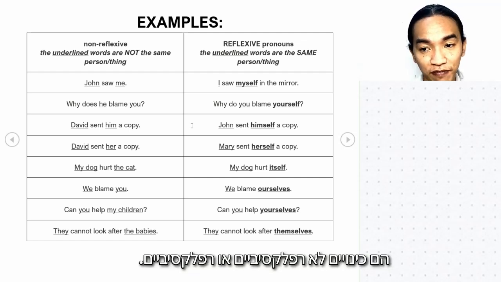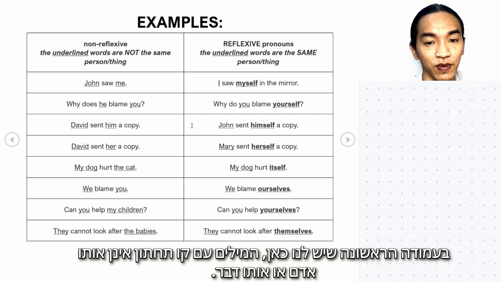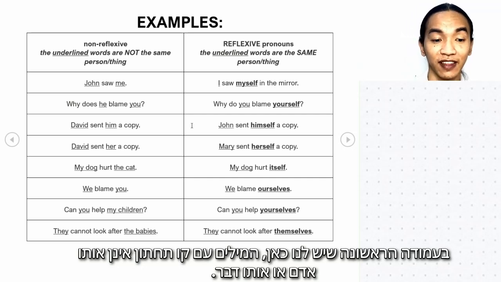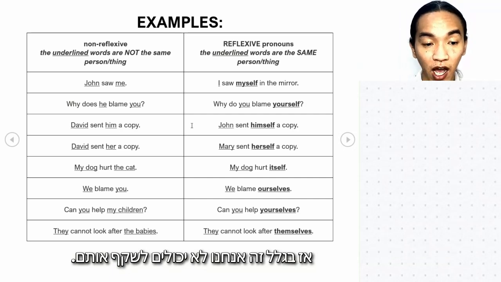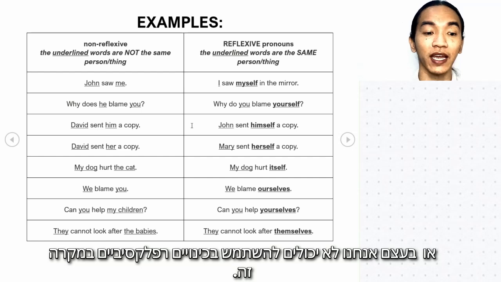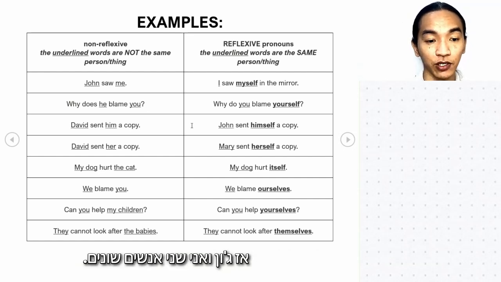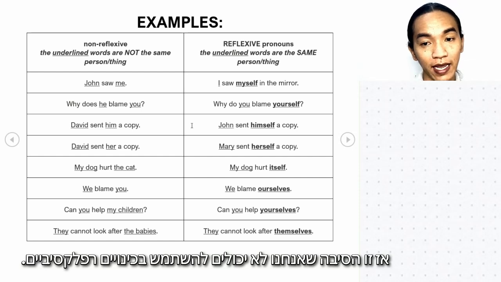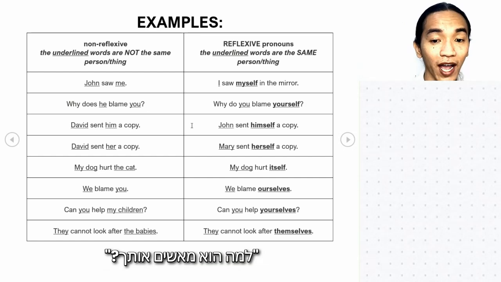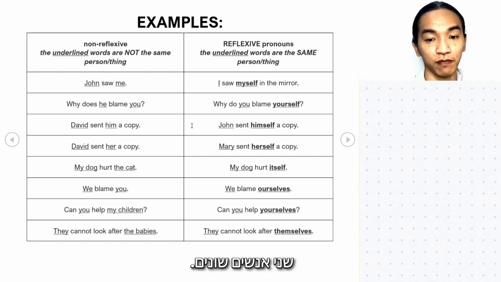Now let's take a look at some example sentences here and identify whether they are non-reflexive or reflexive pronouns. On the first column that we have here, the underlined words are not the same person or thing, so that's why we cannot use reflexive pronouns in this case. For example, John saw me. John and me are two different people, so we cannot use reflexive pronouns. John saw me. Why does he blame you? Two different people. David sent him a copy.